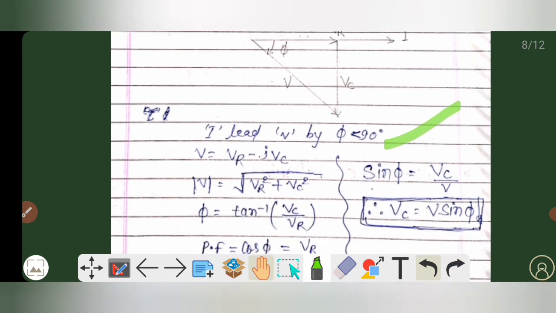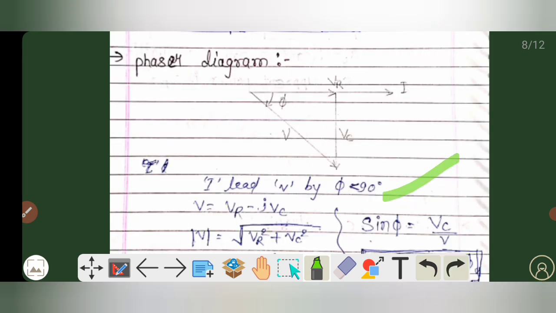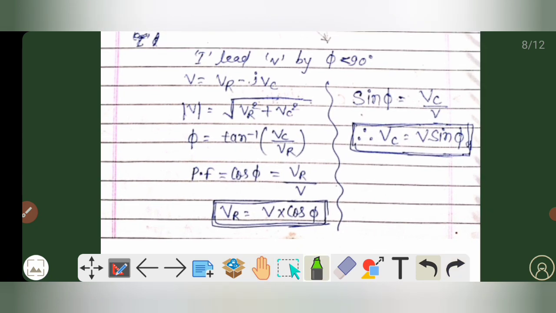Now, as we move on to the next thing, as we know, voltage V is equal to VR minus jVC. If you want to calculate the magnitude of voltage from here, it will come out to be root under VR square plus VC square. If you want to calculate the value of tan phi, it will come out to be VC by VR. And if you want to calculate the value of phi, it will be phi is equal to tan inverse VC by VR. The next thing which we will calculate is the power factor, that is cos phi.